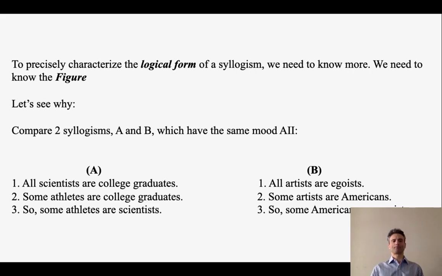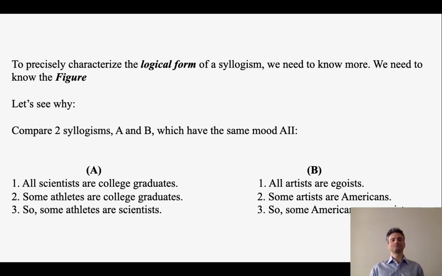Example A says, all scientists are college graduates. Some athletes are college graduates. Therefore, some athletes are scientists. Now think about this for a moment. And let's read the B now. All artists are egoists. Some artists are Americans. Consequently, some Americans are egoists. Notice that both arguments have the same mood. Namely, they are A-I-I.